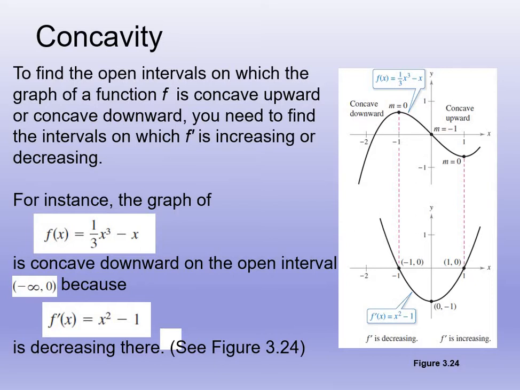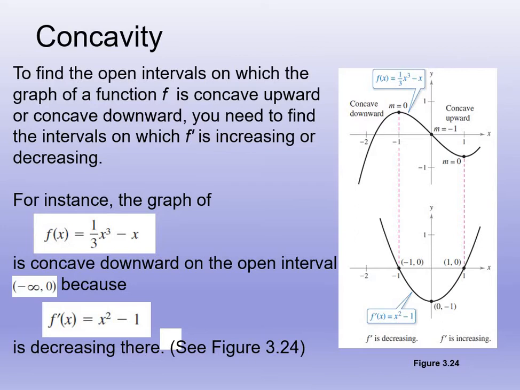Now, the first derivative actually helps us understand this as well. On here, the equation is f of x equals 1/3 x cubed minus x. The derivative, f prime of x, is x squared minus 1. That's the bottom graph. If we show those two on the same graph, you can see, as we're looking at concavity, what's going on with the first derivative and what's going on with the second derivative. There are a couple different things we can look at.